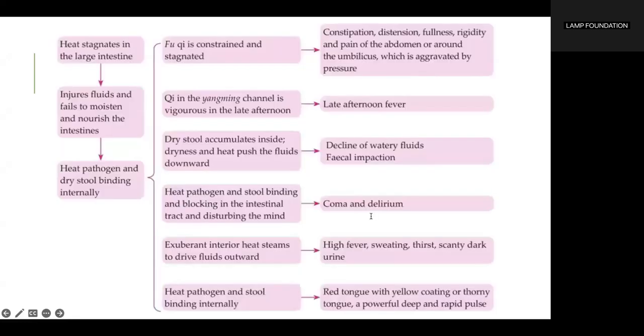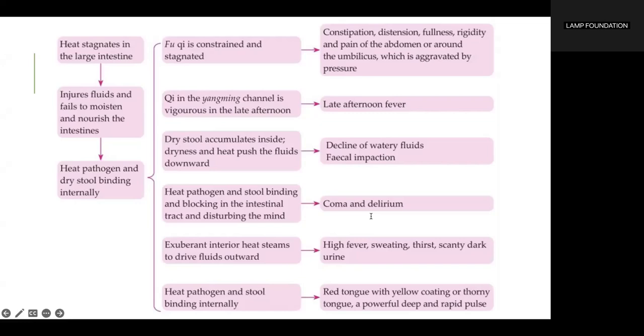Clinical manifestations: high fever or late afternoon fever, distension, fullness, hardness and pain of the abdomen or around the umbilicus, which is aggravated by pressure, constipation or foul-smelling stools, sweating, thirst or mania, coma and delirium, scanty dark urine, red tongue with thick and yellow coating or thorny tongue, and a powerful, deep, and rapid pulse.